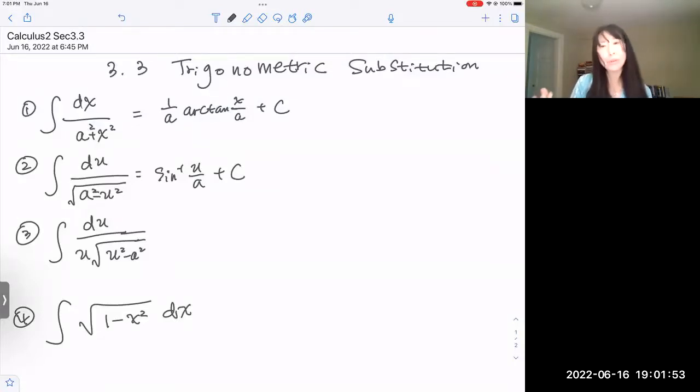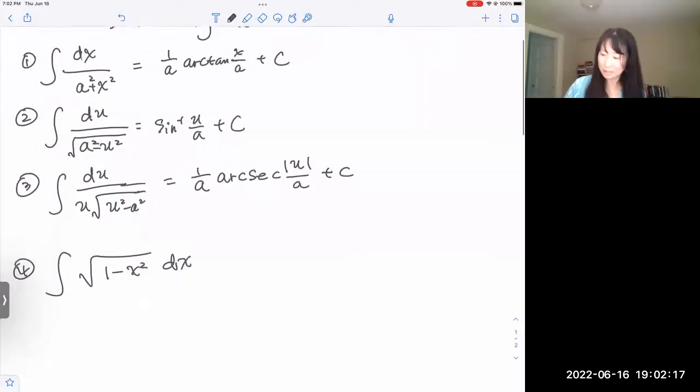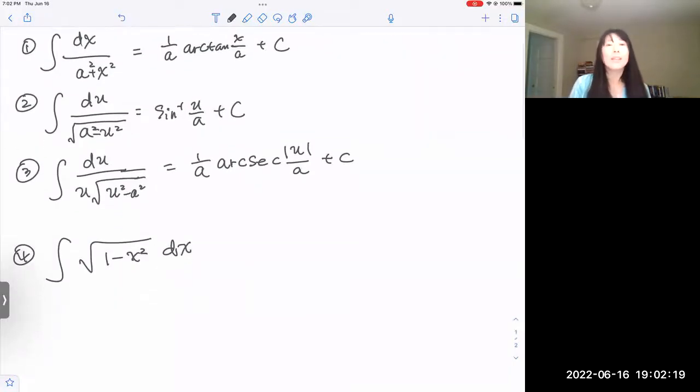And what about the third one? Can we integrate? This is 1 over a arc secant, I'm sorry, and this is the absolute value of u over a plus c. How about the last one? The last one we're going to learn today, okay?